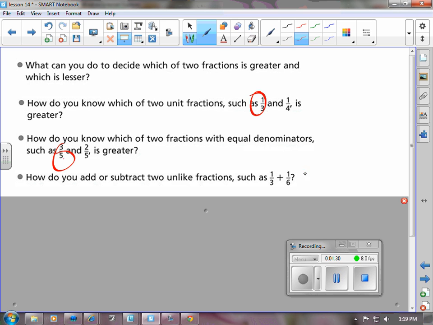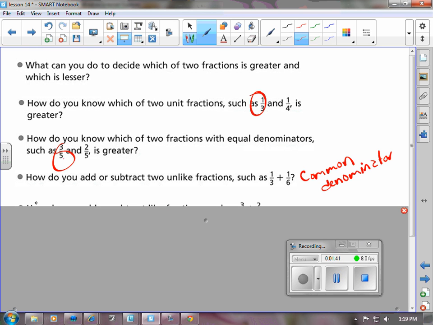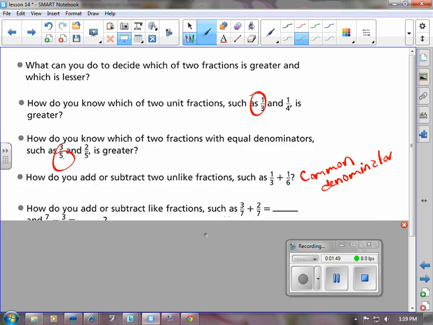So how do you add or subtract two unlike fractions? Key is common denominator. Gotta have that. And remember our rule for finding the common denominator. Whatever I do to the denominator, I've got to do to the numerator, or vice versa. So you have to find an equivalent fraction, multiply to get there.